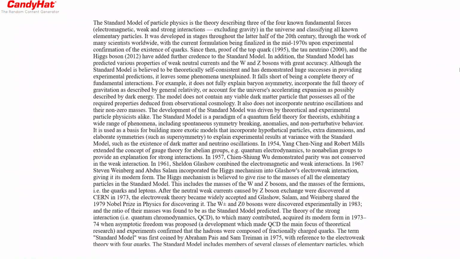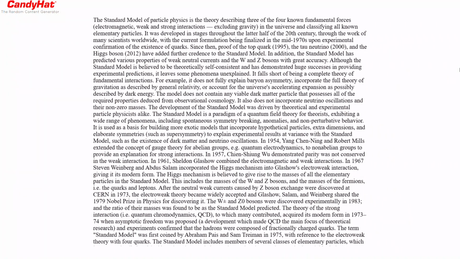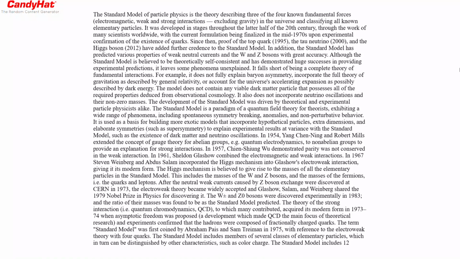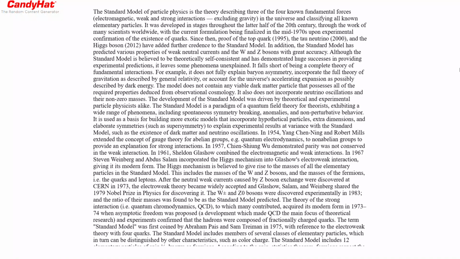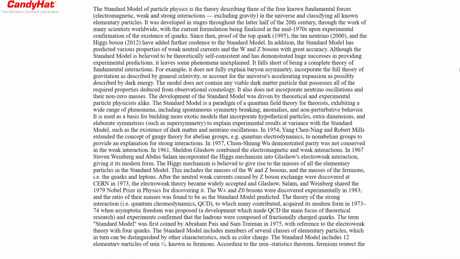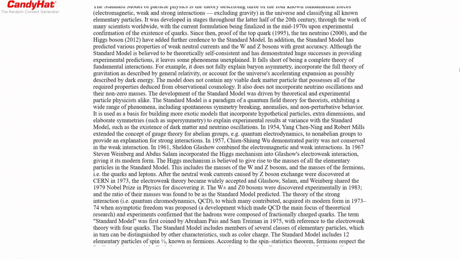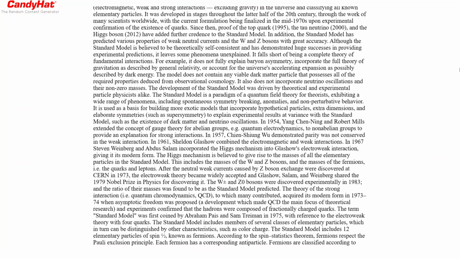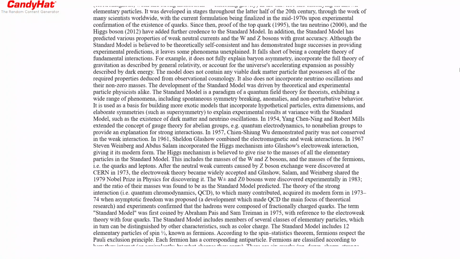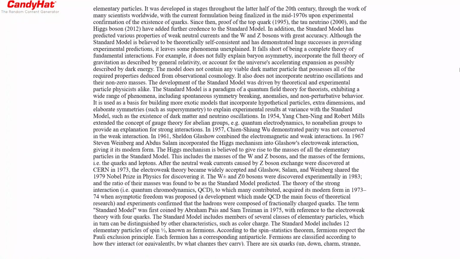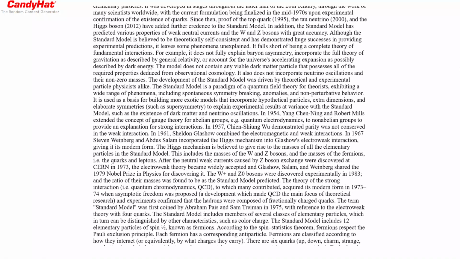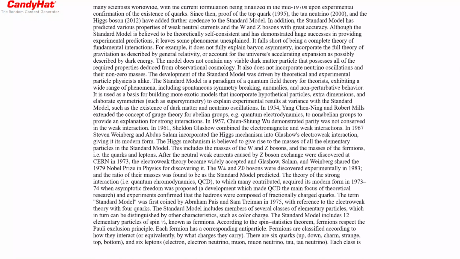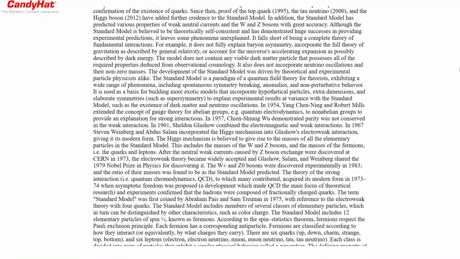The W plus or minus and Z0 bosons were discovered experimentally in 1983, and the ratio of their masses was found to be as the Standard Model predicted. The theory of the strong interaction, i.e. quantum chromodynamics, QCD, to which many contributed, acquired its modern form in 1973-74 when asymptotic freedom was proposed, a development which made QCD the main focus of theoretical research, and experiments confirmed that the hadrons were composed of fractionally charged quarks. The term Standard Model was first coined by Abraham Pais and Sam Treiman in 1975, with reference to the electroweak theory with four quarks.